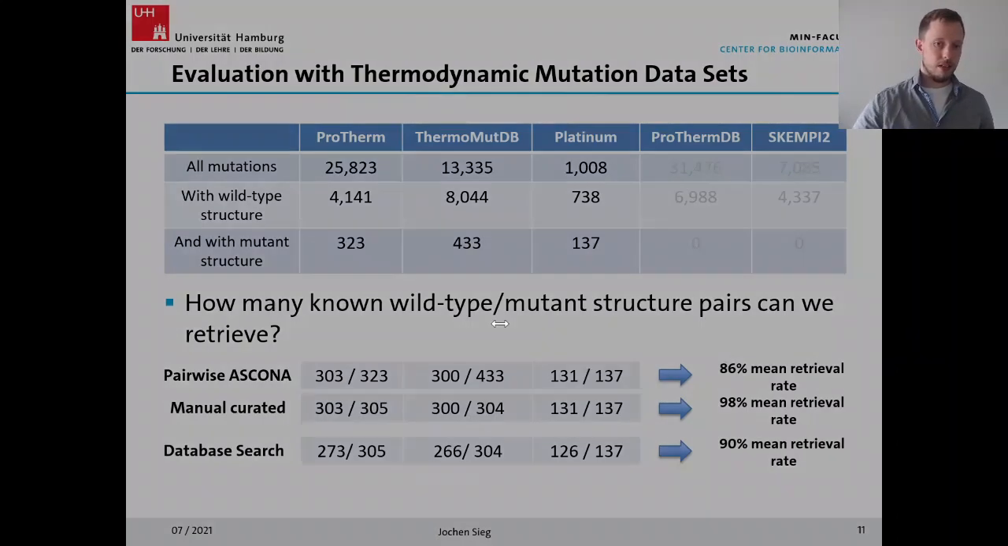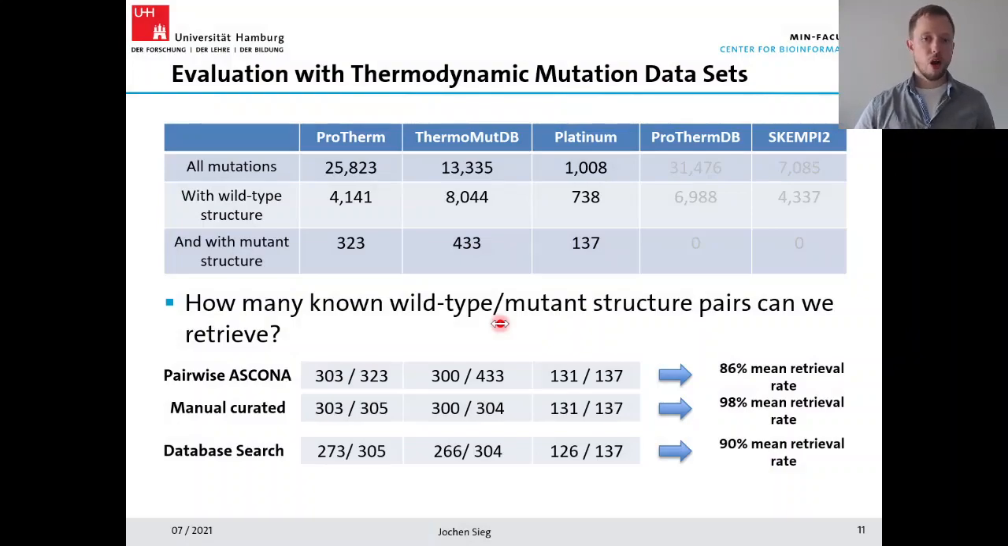And then next, of course, we wanted to know how well the overall workflow, including the database search, performs. And here we got a mean retrieval rate of 90%, which I think is already quite good. This also shows that we are losing 8% due to the database heuristic when we compare this experiment to the baseline experiment. And this illustrates that there's a point for improvement.